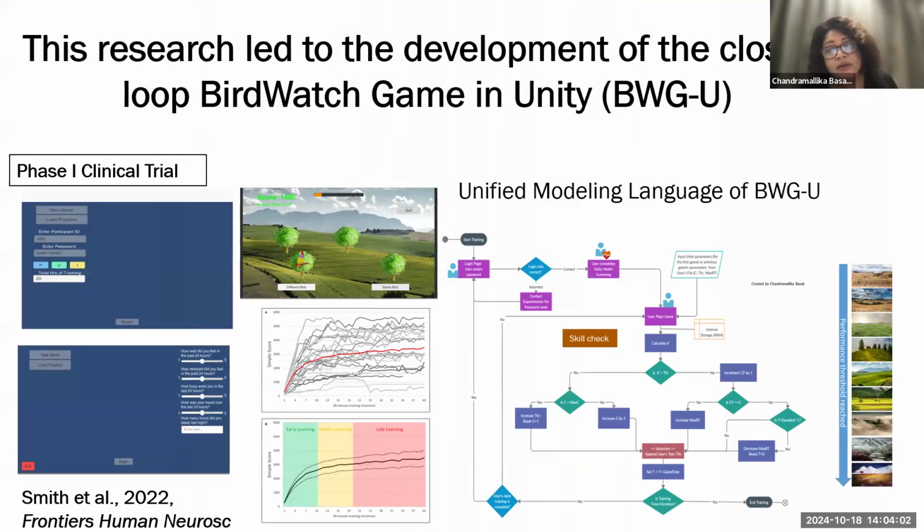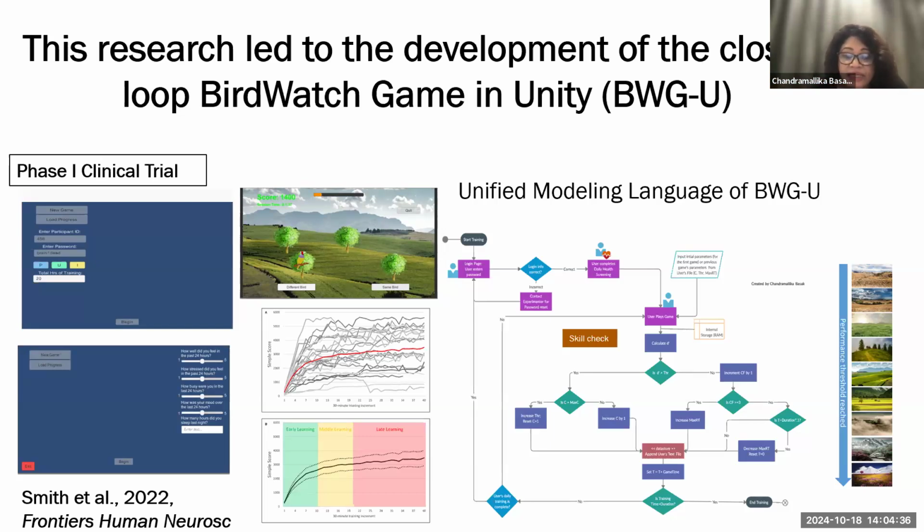So this research led to the development of the Birdwatch game Unity. We have this first slide, on the right, where participants log in, and then every day when they do the training, they also have to put in how many hours of sleep they had, and how was their mood, how was the stress level, how busy they were, how was their general physical health. The unified modeling language of the BWGU is there. The pre-patent is approved, and we have just submitted the final patent.